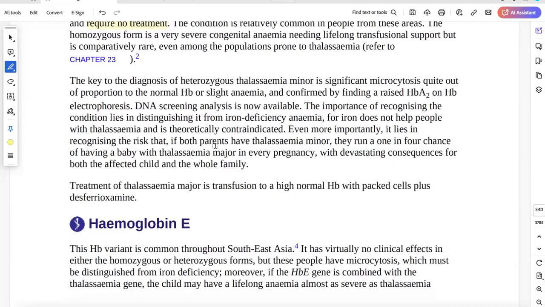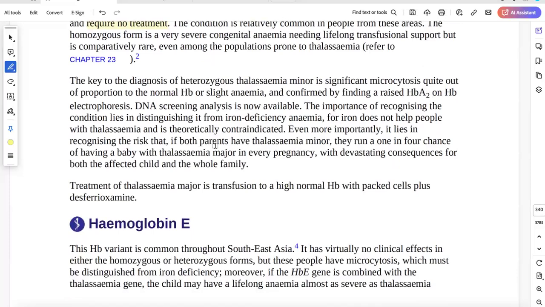Now, how do we diagnose it? We do it by hemoglobin electrophoresis. In the hemoglobin electrophoresis, it will give us an idea that some abnormal hemoglobin chain is high and the normal one is low. Nowadays, even DNA screening is available.